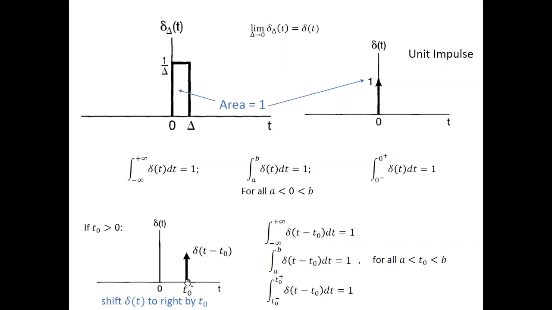This is a shifted version of unit impulse, and the same properties still hold. We take the integral from minus infinity to plus infinity, the result is 1. If we take the integral from any number a to b, as long as t0 is between a and b, then the result is 1. And if we take the integral from t0 minus to t0 plus, the result is also 1. So these are the definitions and properties of the continuous time unit step and the unit impulse, delta of t.